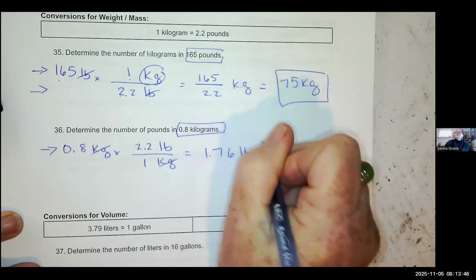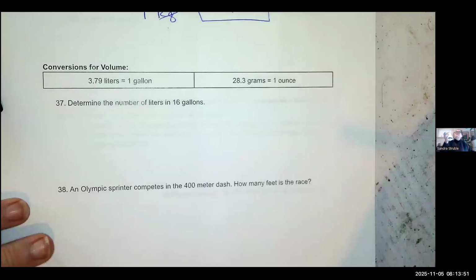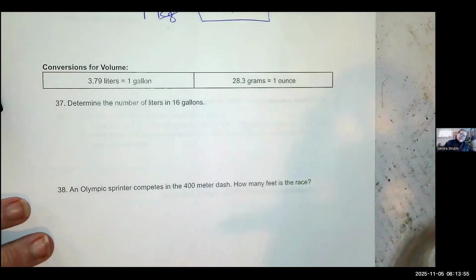The next thing we're going to talk about is volume. Volume has to do with the capacity of how much something can hold. Think of it as liquid usually. Determine the number of liters in 16 gallons.